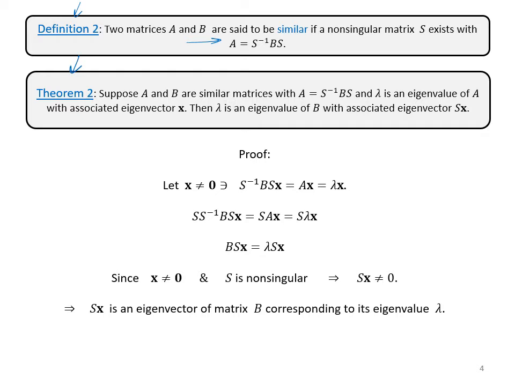Let's formulate theorem 2. Suppose A and B are similar matrices, and by definition matrix A equals the product of inverse matrix S, multiplied by matrix B and multiplied by the original matrix S. And assume that lambda is an eigenvalue of matrix A with associated eigenvector x. Then lambda is an eigenvalue of matrix B with associated eigenvector Sx. Now let's prove this theorem.